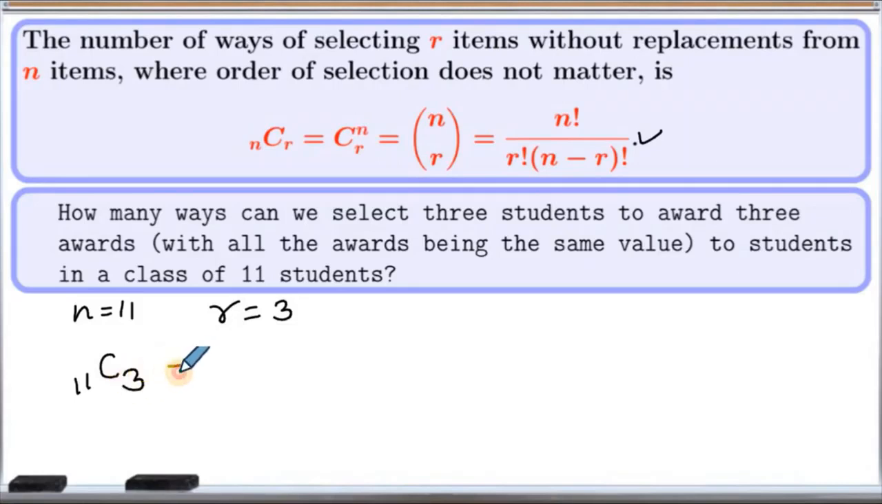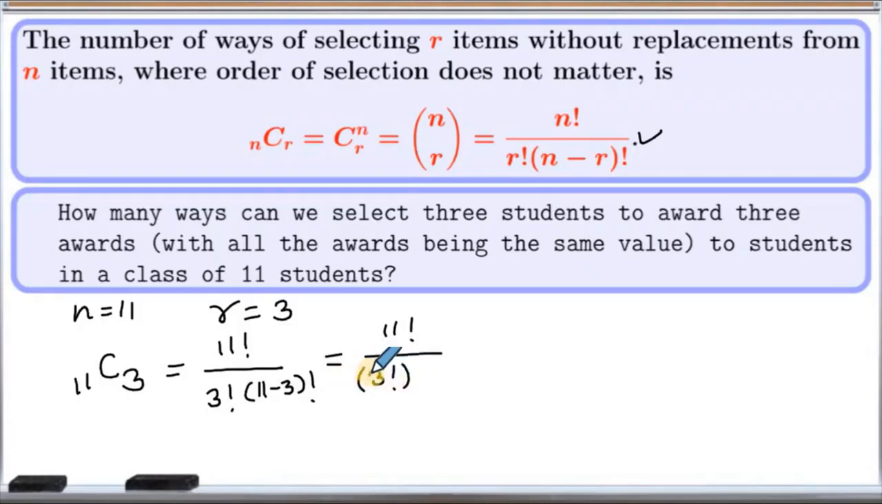So here we get 11C3 equals 11 factorial over 3 factorial times 11 minus 3 factorial. So 11 factorial over 3 factorial times 11 minus 3 factorial is equal to 11 factorial over 3 factorial times 8 factorial.